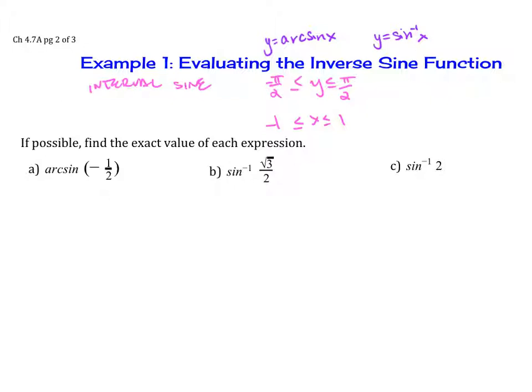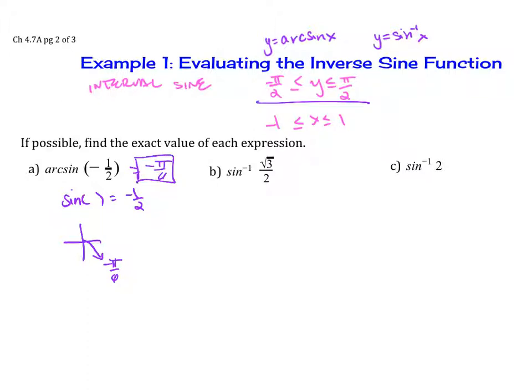So we see that the x value is between -1 and 1. Another way to think about this is, when does sine of the angle equal -1/2? Now we have to remember that it has to be within this interval between negative pi over 2 and pi over 2. Sine is negative, so it has to be here. So sine is -1/2 at negative pi over 6. And that's the answer.